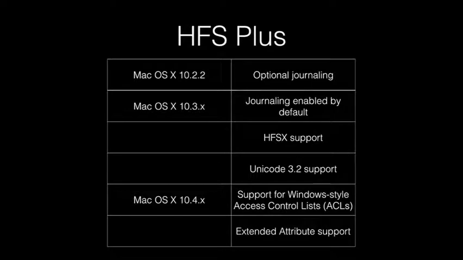As of 10.4, support was added for Windows-style access control list file security. This is in addition to the existing support for standard Unix permissions. Also, support was added for arbitrarily extensible file system metadata, otherwise known as extended attributes. This was a replacement for the original macOS resource fork file structure, although, of course, HFS Plus still natively supports resource forks.